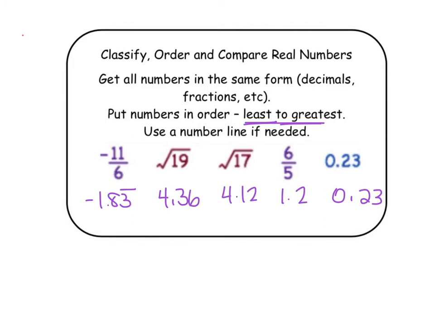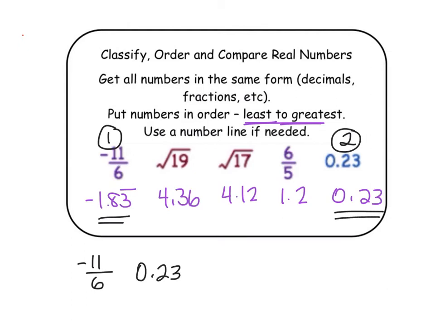So if we're going least to greatest, the smallest one is this one, and that's -11 over 6. And again, I'm just comparing the decimal. Then we move up to number 2, which is 23 hundredths. And again, we're comparing decimals to decimals. Next is 1.2, which is 6/5. Then the square root of 17, which is 4 and 12 hundredths. And then the square root of 19.